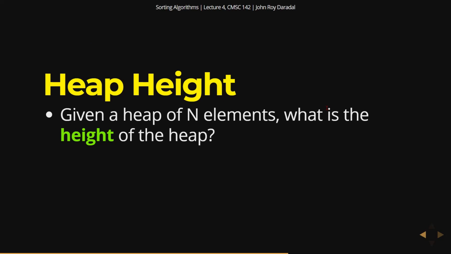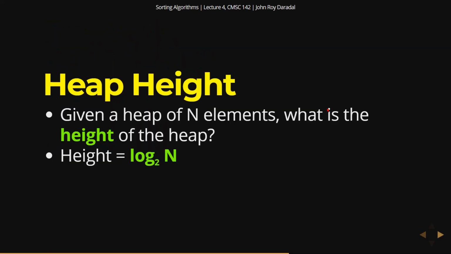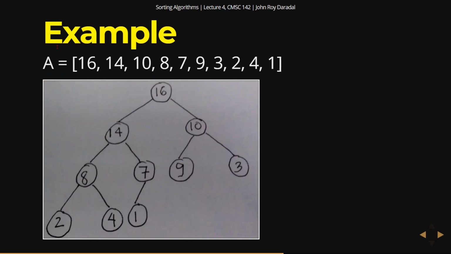Now, for the height of the heap, if the heap has n elements, the height of the heap would be log of n base 2, because we're basically dividing it into 2 also per element. So let's say, for example, here we have 1, 2, 3, 4, 5, 6, 7, 8, 9, 10, and 10. Log of 10 base 2 would be 2 point something, and if we get the ceiling of that, that's around 3.